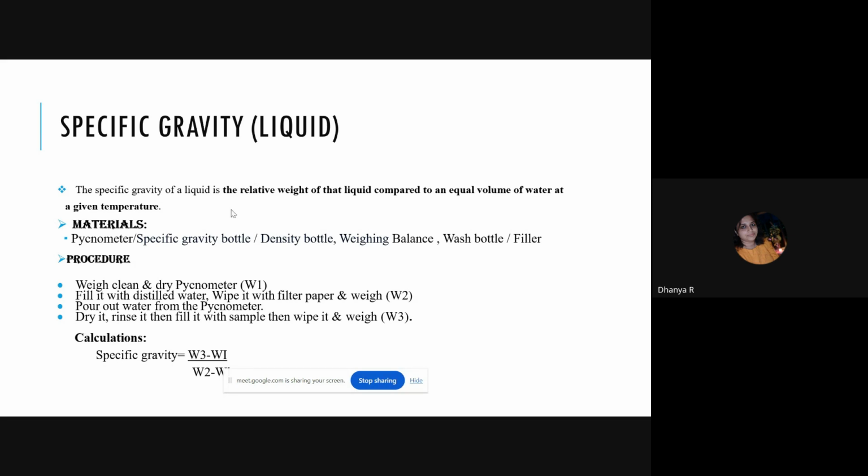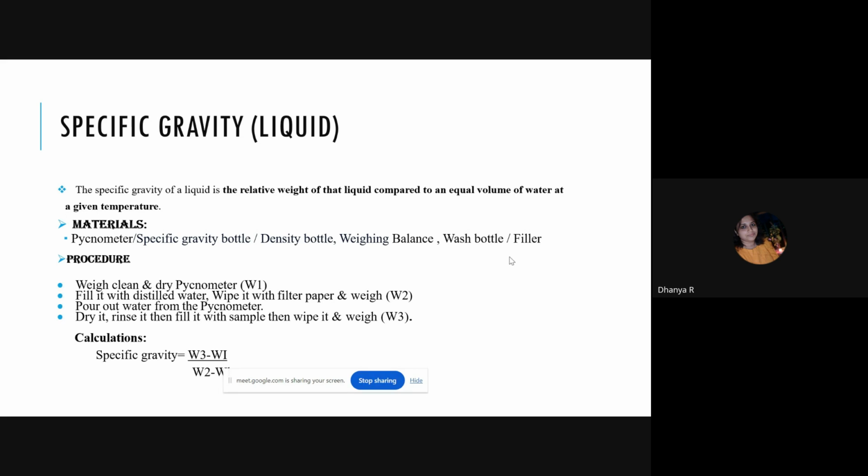The materials that we want are pycnometer, specific gravity bottle, density bottle, weighing balance, wash bottle. You can use a wash bottle to fill the specific gravity bottle, or if you have a filler, that will also do. So the procedure is: weigh a clean and dry pycnometer. It should be noted as W1. So first you take a pycnometer and weigh it, then fill it with distilled water and wipe it with a filter paper. Water goes to the sides, so wipe it very gently with a filter paper, and then weigh it. It is taken as W2.